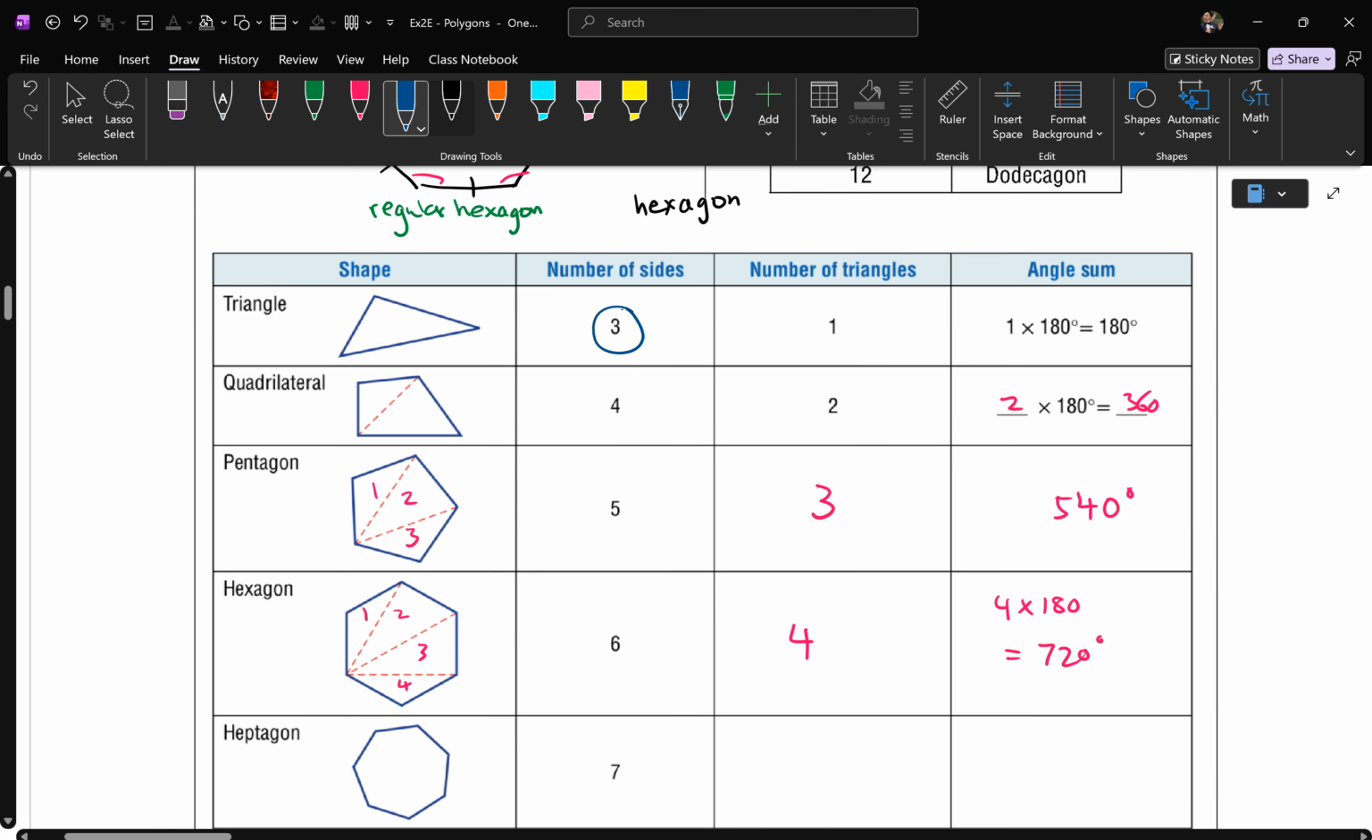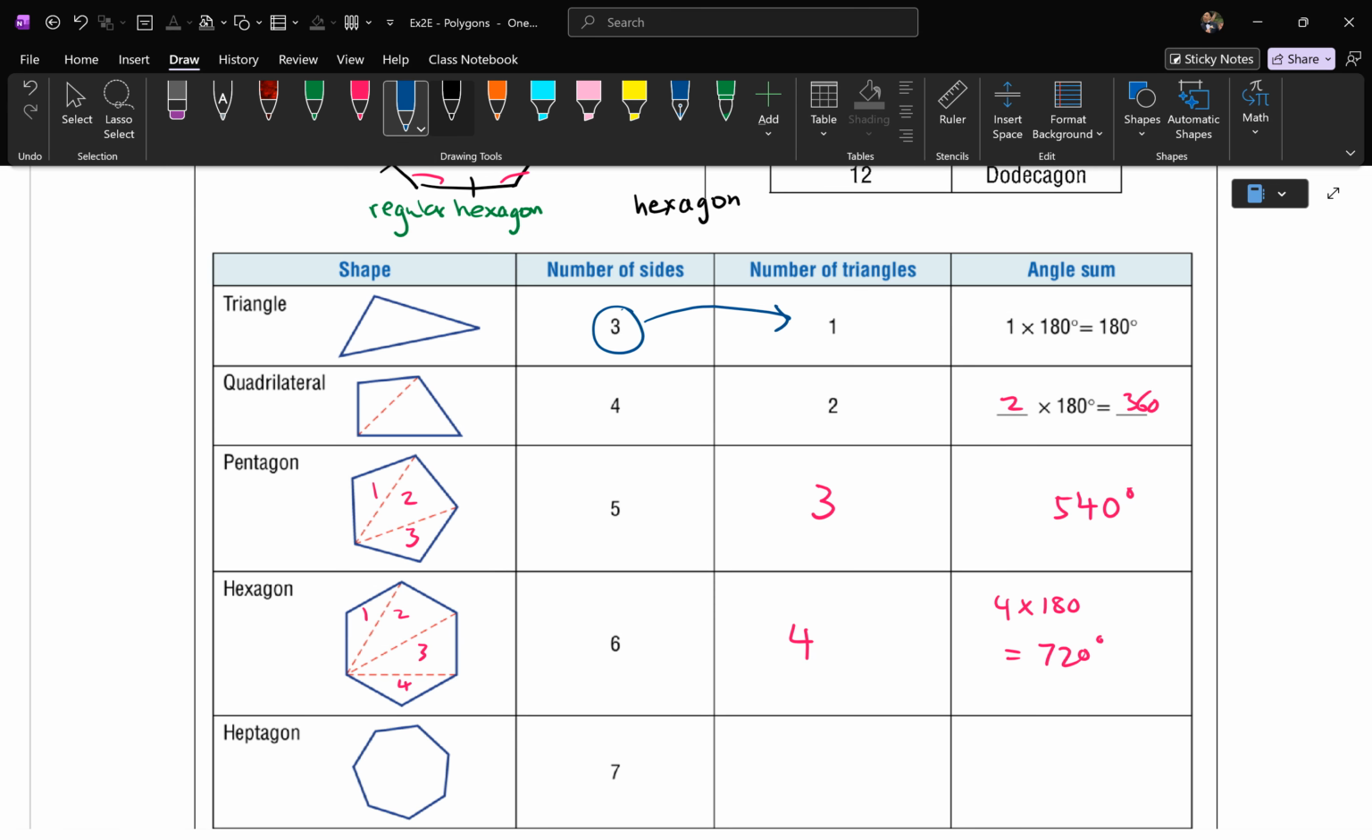So notice this is going from 3. If it's 3 sides, you get 1 triangle. 4 sides, you get 2 triangles. 5 sides, you get 3 triangles. 6 sides, you get 4 triangles. What's the pattern? Will? Every extra side added is one more triangle, which means 180 more degrees.